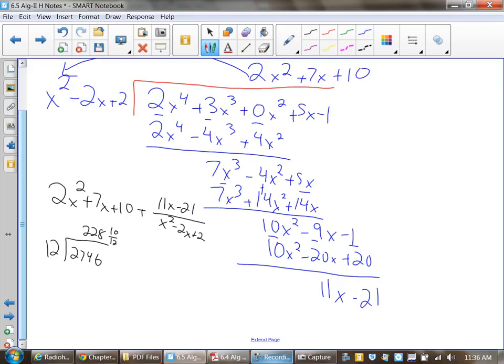Where do you think you're going to screw up? All the way down. Signs. Yeah, you're going to mess up all those negatives. That's usually what you're going to mess up.